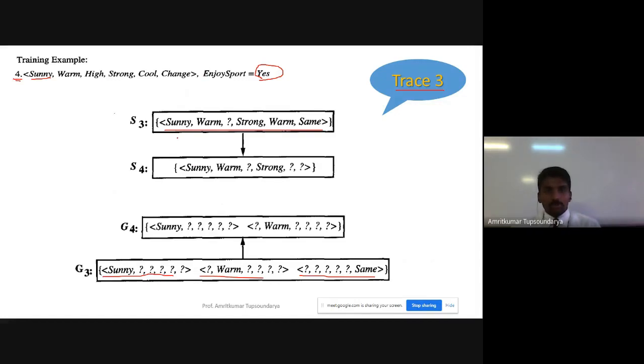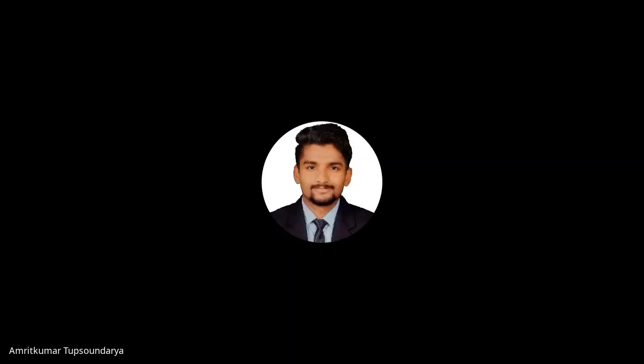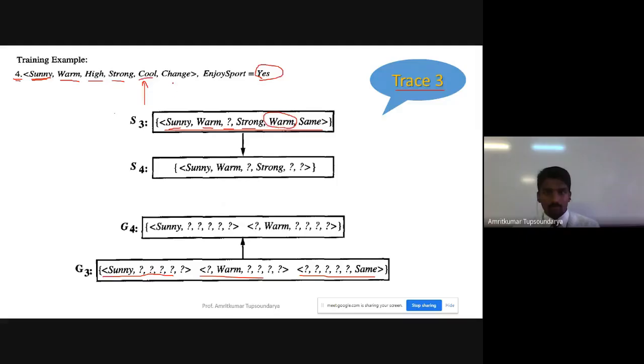So as you can see here, the first attribute is sunny, and there is sunny. Then there is warm, and there is warm. We have a high, but here we have a question mark. That means any value is accepted. Then we have a strong, which is again equal to strong, but here we have warm. Then we have warm, and the sixth attribute value is change, but here we have same, right?